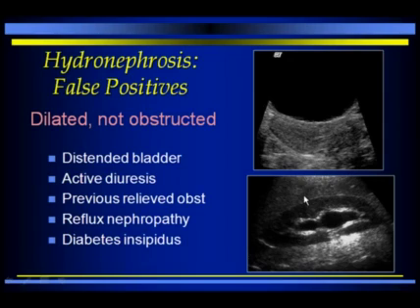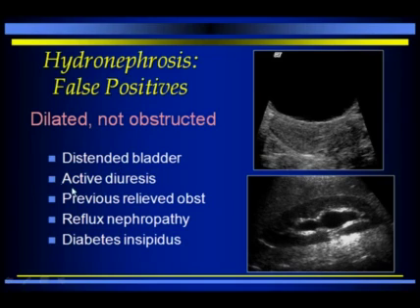Now, there are many false positives which can mimic an obstructed system, and here we're looking at a kidney where the system is dilated. So here's the kidney with a dilated collecting system, but there's really no obstruction. And the reasons that could happen include a distended bladder. So here's your very distended bladder, and this patient just is unable to empty all the urine out because the bladder has a high pressure and is distended.